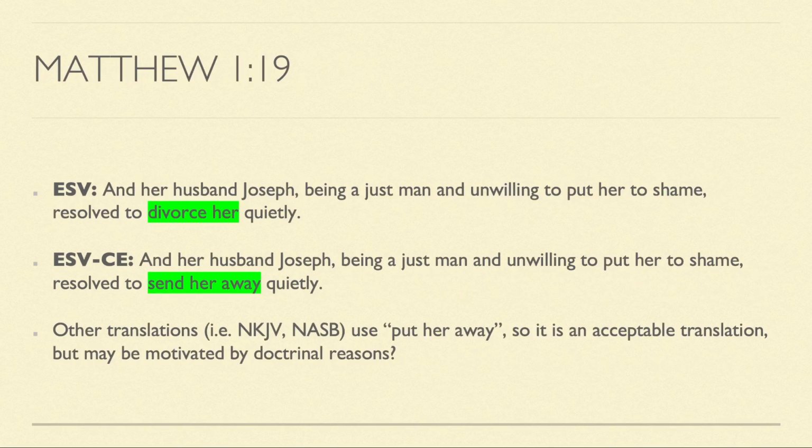In Matthew 1:19, it states that Joseph had resolved to divorce Mary quietly in the ESV, whereas in the CE, send her away quietly. Other Protestant translations, such as the New King James and the NASB, use put her away. So it is an acceptable translation. But I wonder whether it may be motivated by doctrinal reasons, particularly the perpetual virginity of Mary. I don't know.